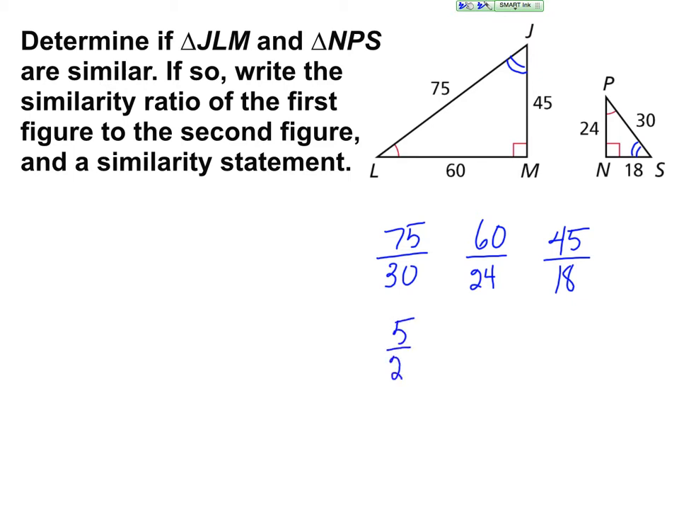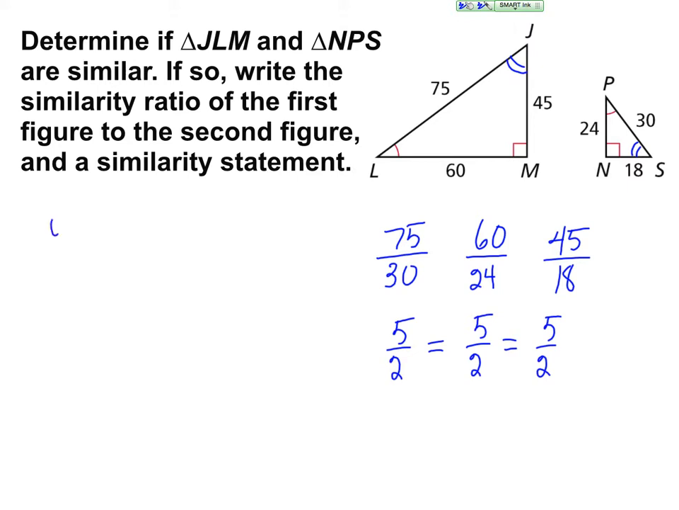60 and 24. Dividing by how much? 12, you said? Okay. 45 and 18. 5 to 2, that's dividing by 9. Okay, so all of those ratios ended up the same. So it sounds like we're getting a yes, that they're similar.